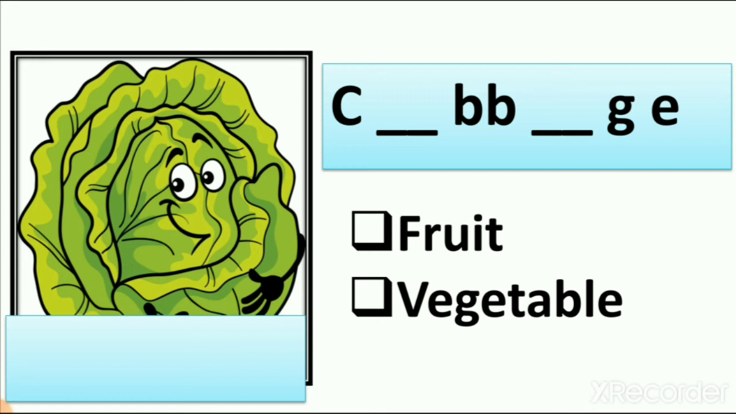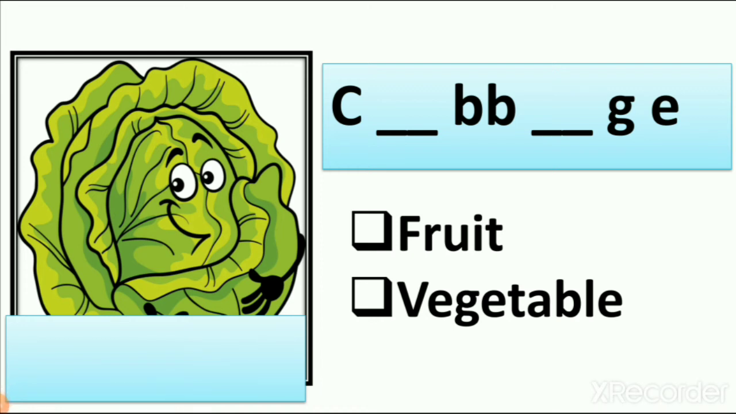So the spelling starts with C. Now we have to write the whole spelling. First, which food is it? Yes, it is a cabbage. We learn about cabbage. So what is the spelling of cabbage?